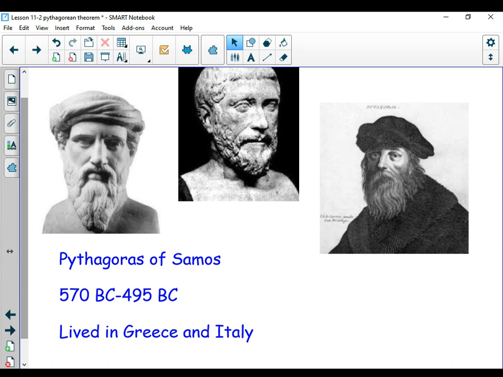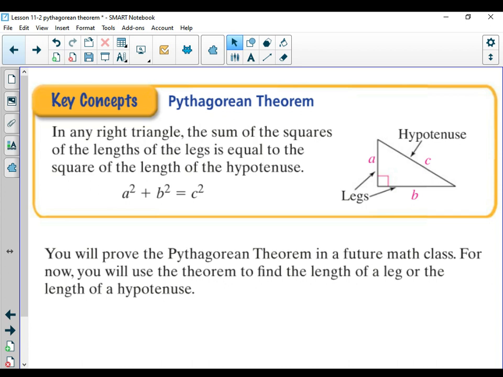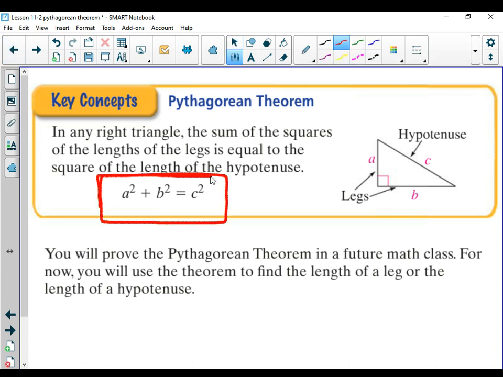He was living in Greece and Italy a very long time ago, like 2,000 years ago. But he found this pattern that kept happening with triangles, and when you find out something, you can name it after yourself if you want. And he did. So his name is Pythagorean. He named it Pythagorean after himself. What he found out about triangles is a squared plus b squared equals c squared.